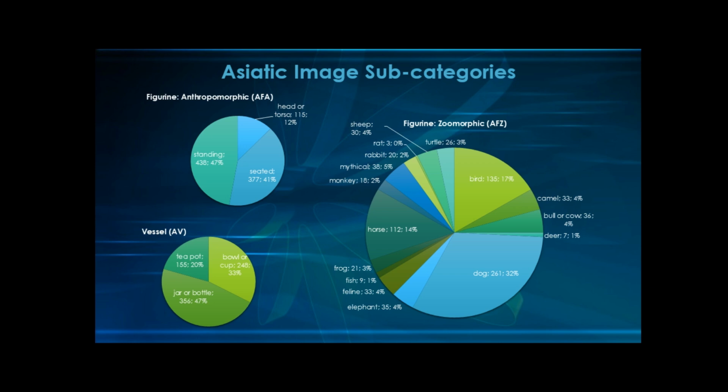But as you can tell, there's only about 3 groups there in the human, 3 groups in the vessel. However, there are a large number of zoomorphic. Those zoomorphics, those are primarily jade carvings, as well as Japanese netsuke.